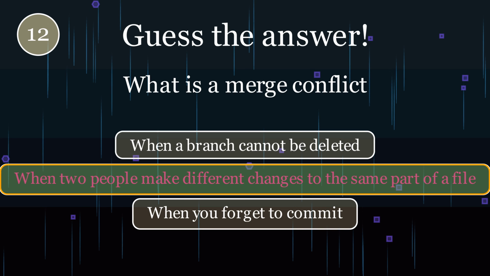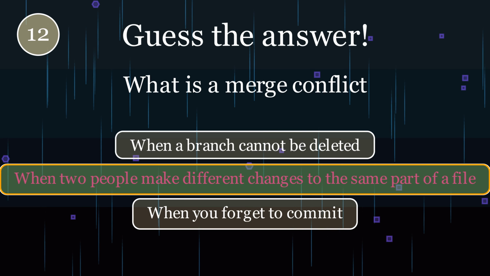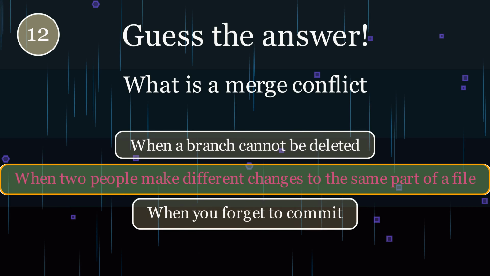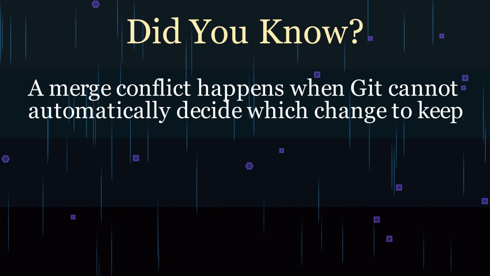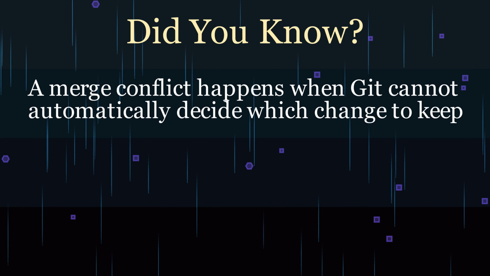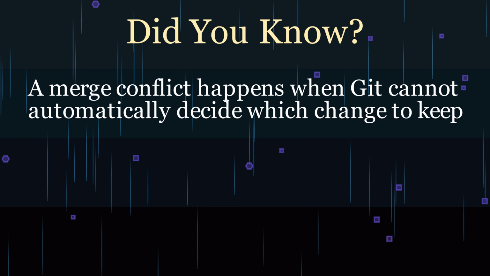The correct answer is, when two people make different changes to the same part of a file. Let's learn something new. A merge conflict happens when Git cannot automatically decide which change to keep.